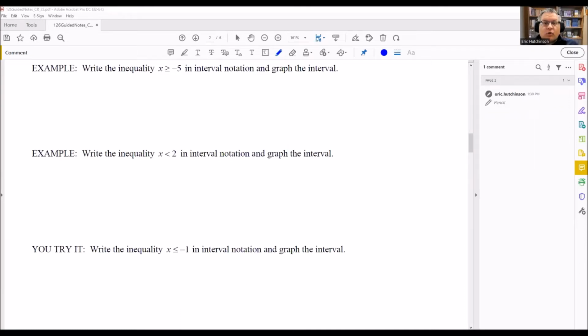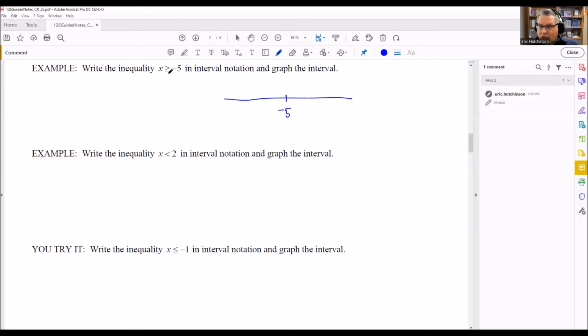For these problems, we want to write the interval notation for the inequalities given, and we also want to graph this on a number line. So I have x is greater than or equal to -5. I'm going to draw the graph first, and then from there, we can write our interval. So first, number line, we're just going to put -5 on it, just like that.